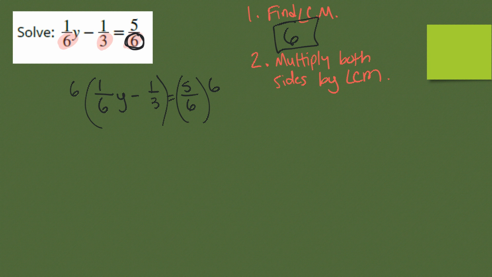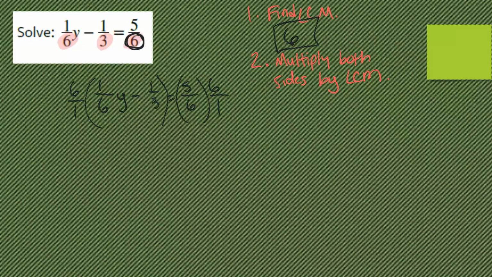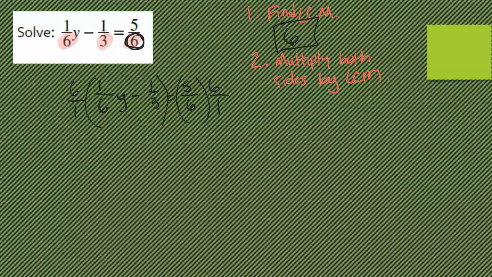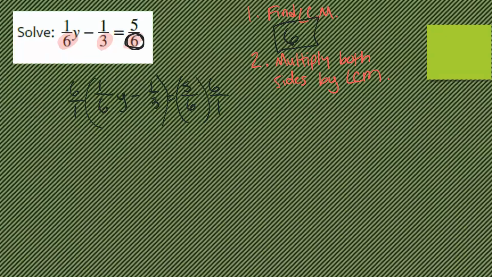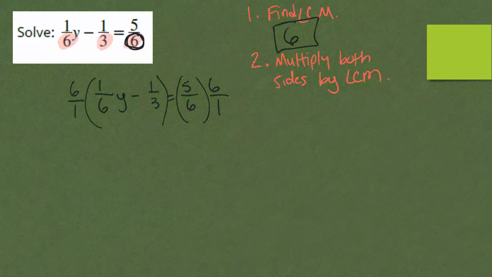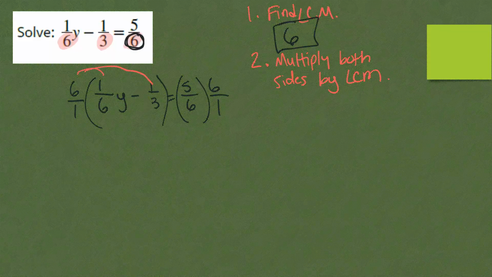Okay, so to multiply it through by 6, we may want to look at it as a fraction, 6 over 1. And then to multiply two fractions together, you just multiply straight across. So you're going to distribute on the left side over here. To multiply straight across, we're going to multiply 6 times 1 and get 6, 1 times 6 and get 6. The y hangs out there. And then same thing to the negative 1/3. 6 times 1 is 6, and then 1 times 3 is 3.